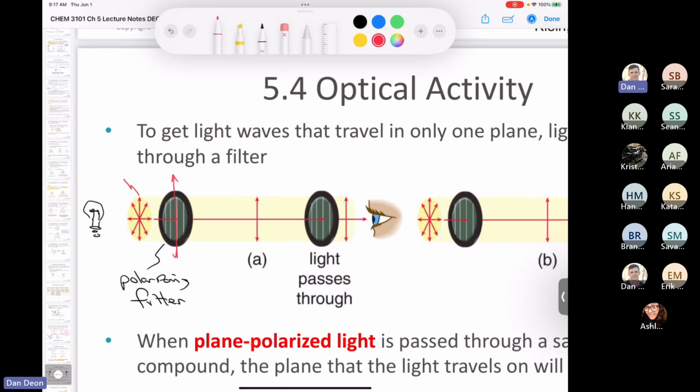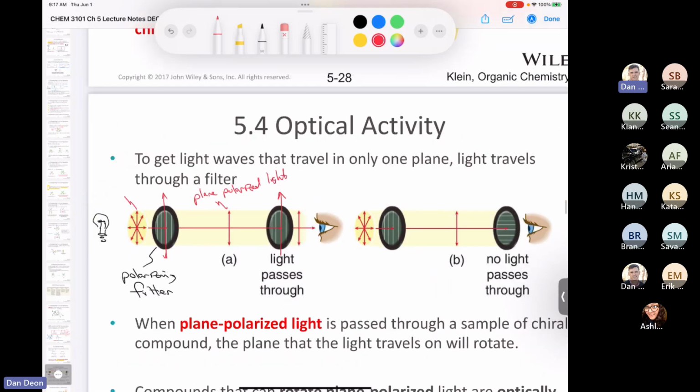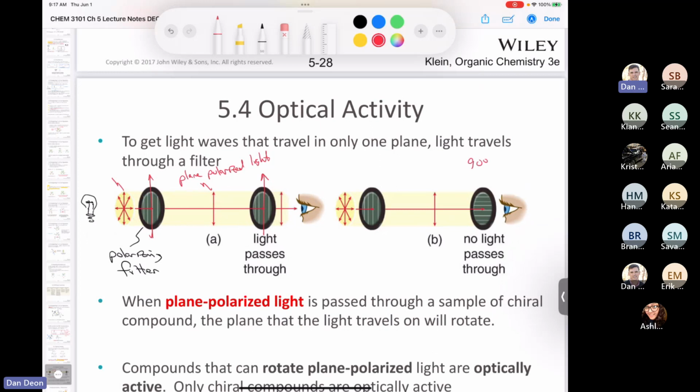After you pass that through a polarizing filter, you can see the person has a second filter lined up here, aligned in the exact same orientation as the polarized light. We call this plane polarized light, and then the viewer can see the light. But if the viewer took the second polarizing filter and rotated it 90 degrees, now the slits are going horizontally, and so it's going to block that plane polarized light from passing through. So that's a little bit about plane polarized light.